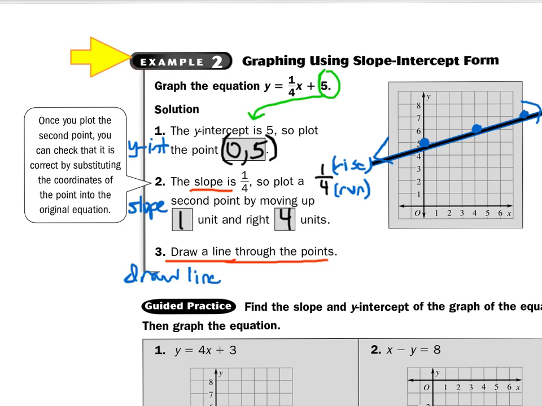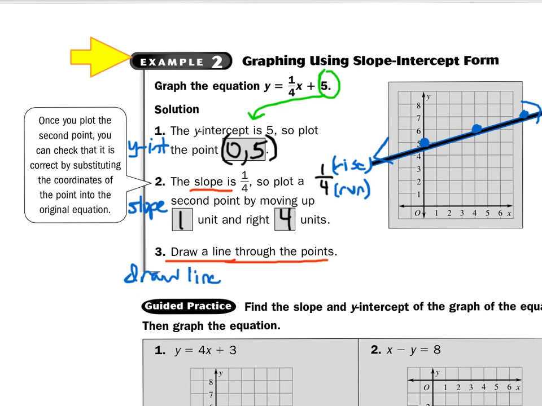Okay, take a look at example 2 with me, graphing using the slope-intercept form. Wow, and my kitty is not going to let me do this today. Okay, so if they give us the equation y equals 1/4 x plus 5, the first thing we're going to do, it's a three-step process. The first thing we're going to do is find the y-intercept.